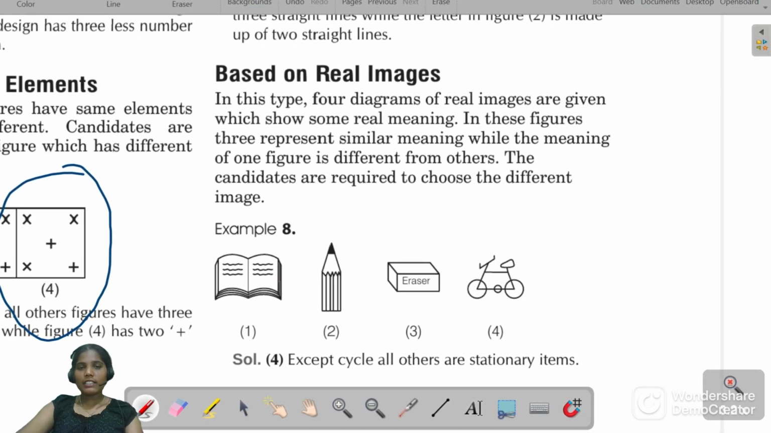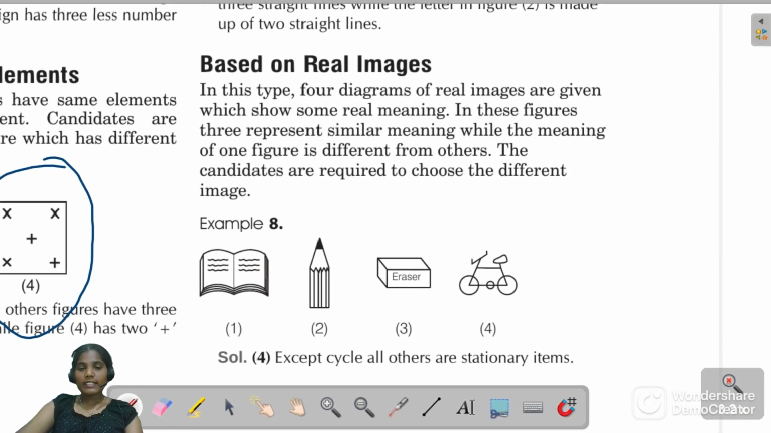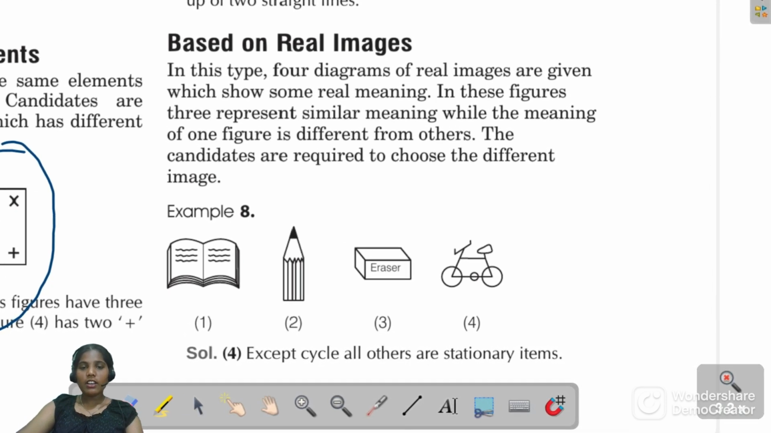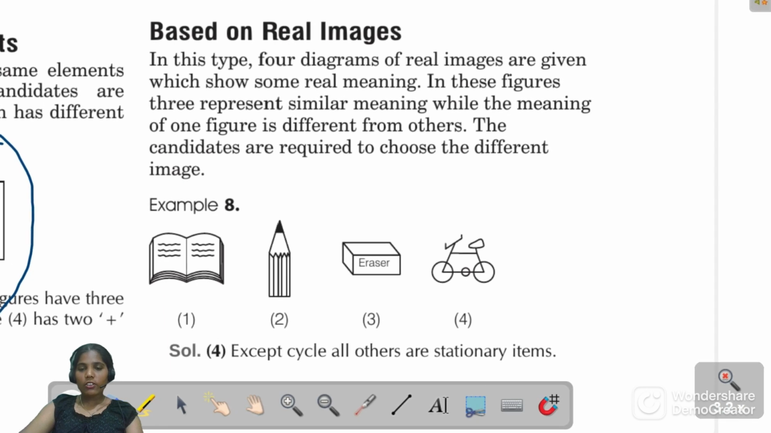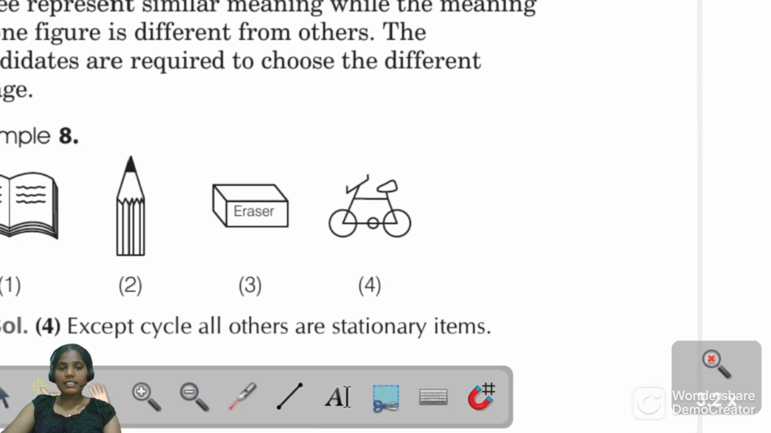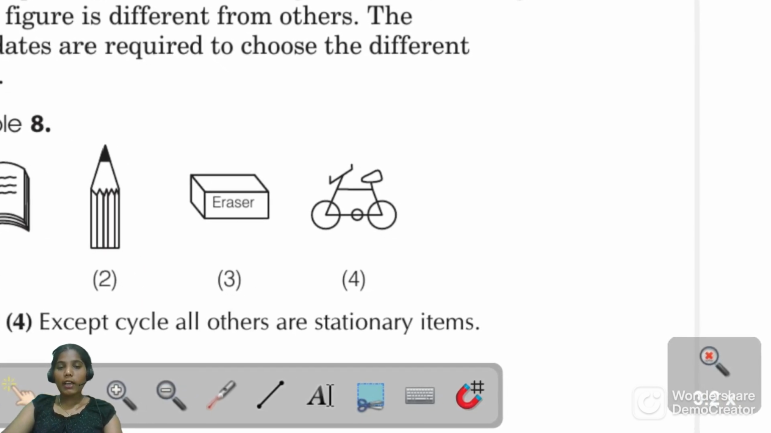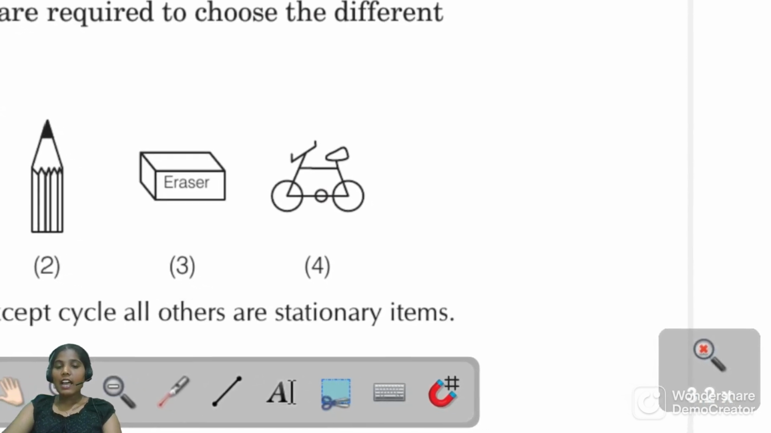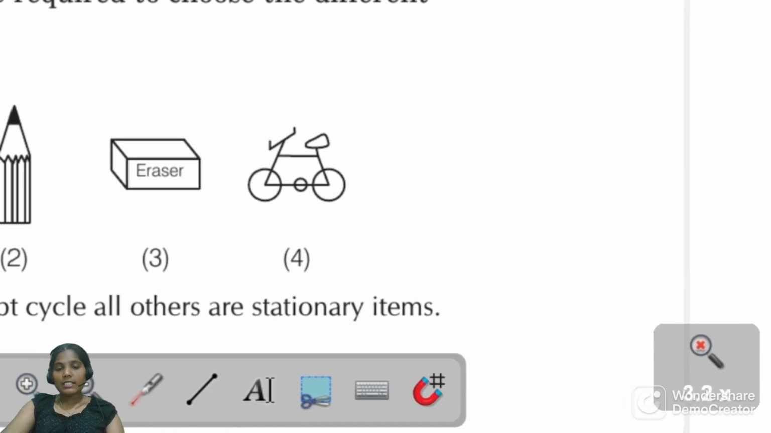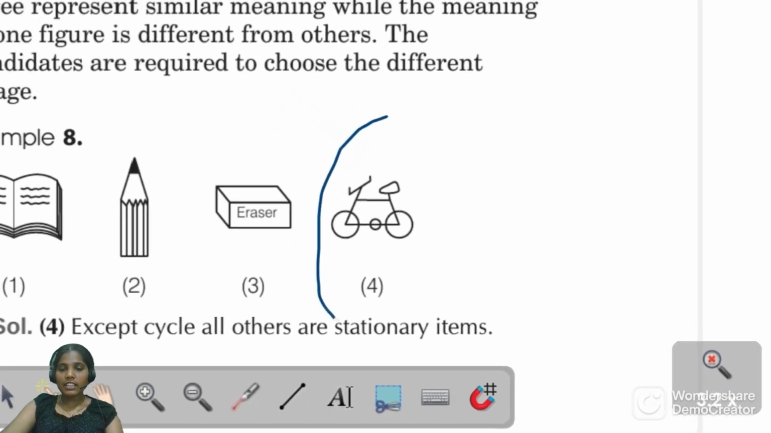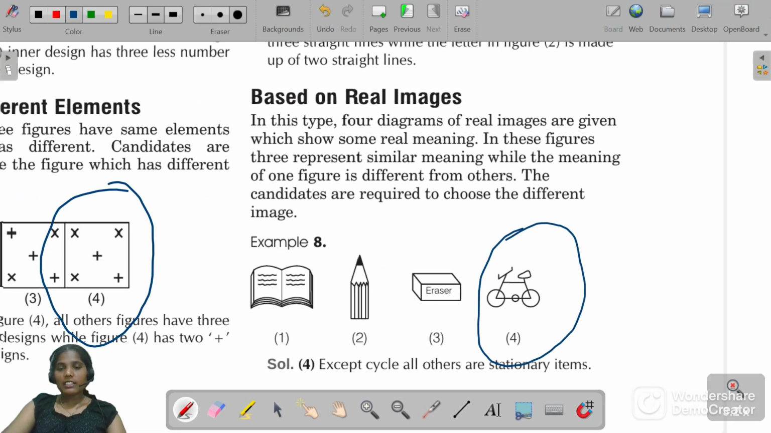We'll move to the next one, that is based on real images. In example 8 here, we know that book, pencil, and eraser are related to writing, whereas cycle is odd, or we can say different from all the three. So this is based on real images. We can consider an example similar to this: laptop, mobile phone, tab, and an ice cream. In this, all the three are electronic gadgets, and the other one is an ice cream. So we can mark out ice cream. We'll come back to this one, that is the cycle. We can mark this, and this would be the odd one out based on real images.